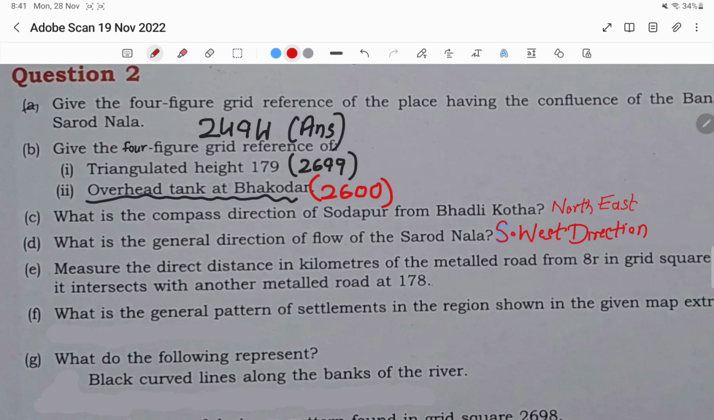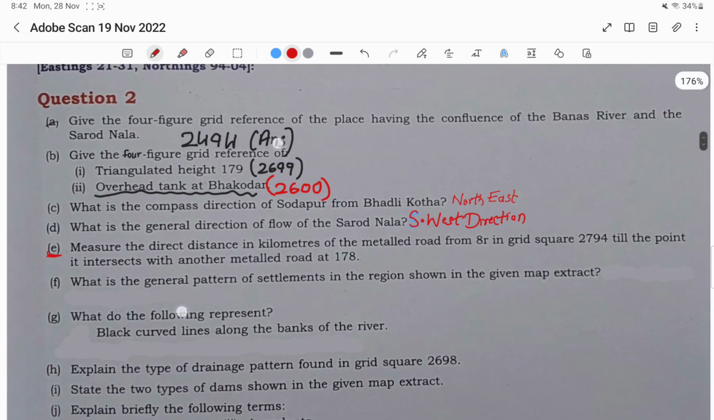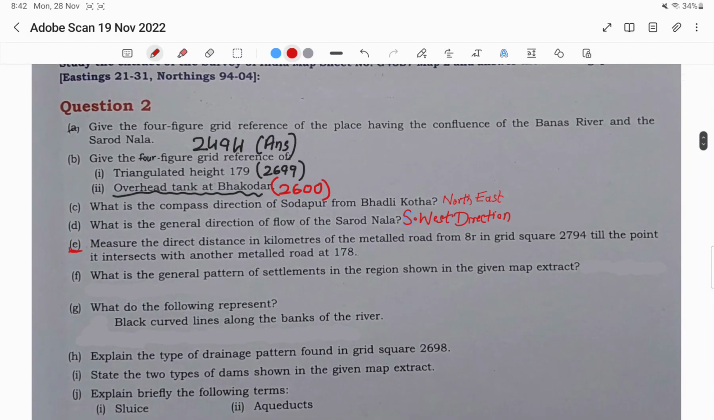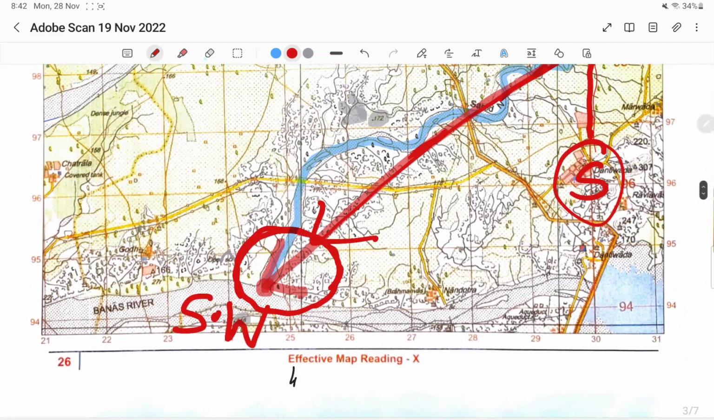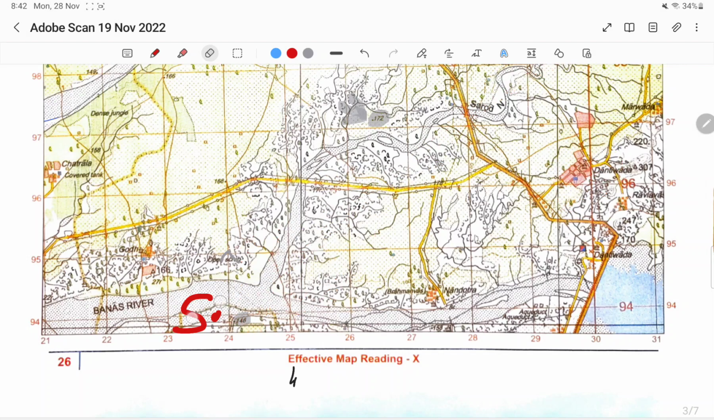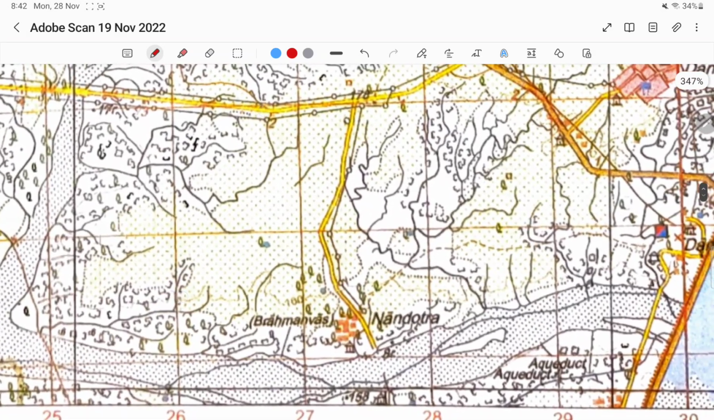Next question. Question is part E: measure the direct distance in kilometers of the metal road from 8R in grid square 2794 till the point it intersects with another metal road at 178. So basically we have to find out these two points first of all, grid square 2794 and the metal road at 178. So let's just search for it in the topo sheet, and let me just clear this for you before starting the next question.